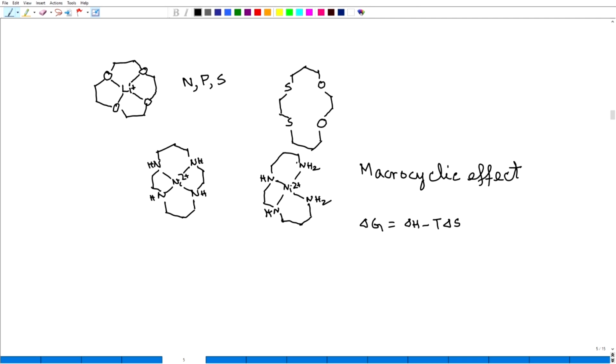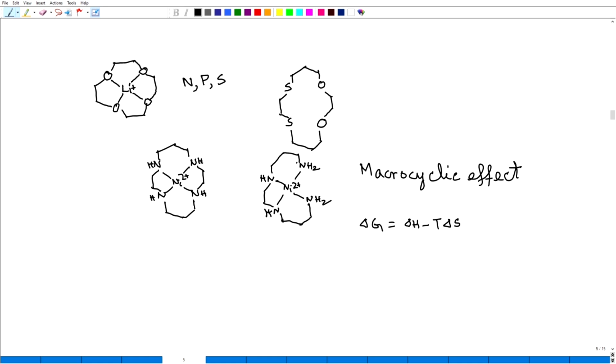So, delta S contributes slightly positive, but not much, but delta H is very high. Delta S is not much, but delta H is very much negative. That means these bonds are very strong, much stronger than here. So, that extra stability comes mainly through delta H, thermodynamically. That is one thing. How about kinetic?